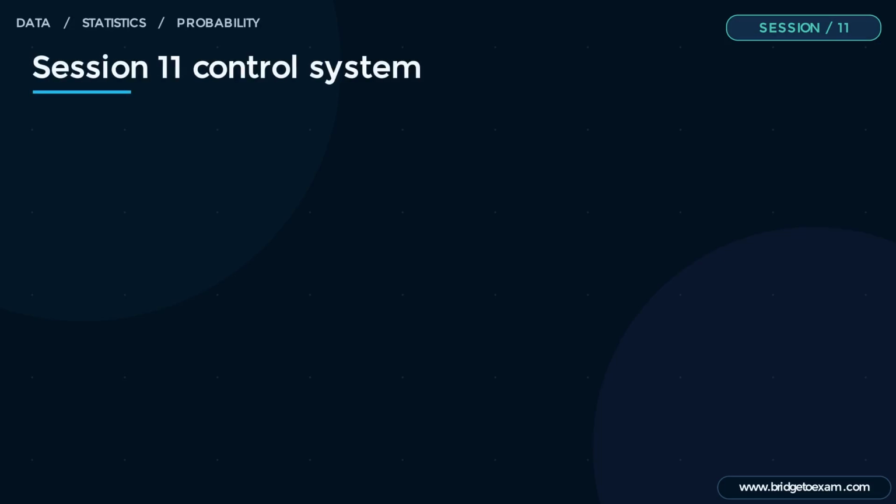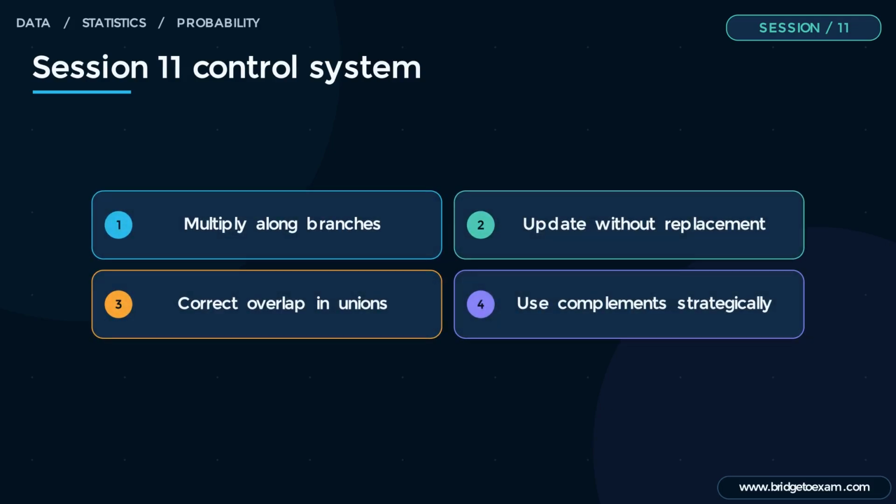Session 11 recap. Multiply along branches for and events, add valid alternatives for or events, and subtract overlap when an outcome belongs to both events. Without replacement creates dependence. The counting principle multiplies the choices at successive stages. At least one is often easiest through the complement of none.